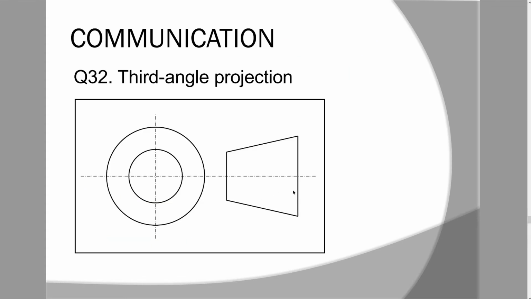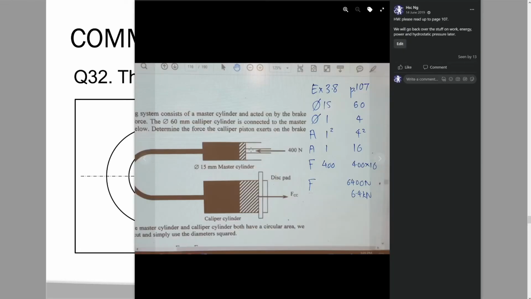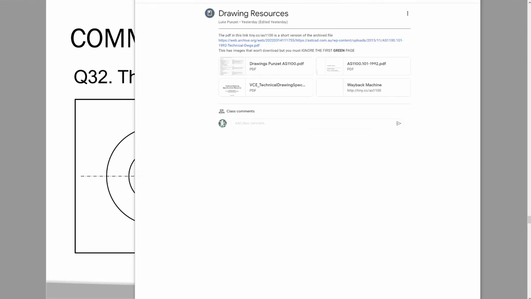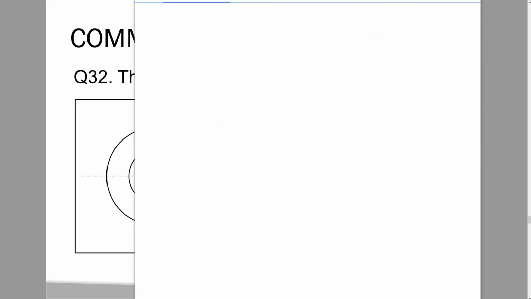The next thing we're going to talk about is communication. It's asked you to draw the third angle projection symbol. And I will go to our notes. Sorry, some things may have to reload. Okay, so in our drawing resources, I have the VCE standards.